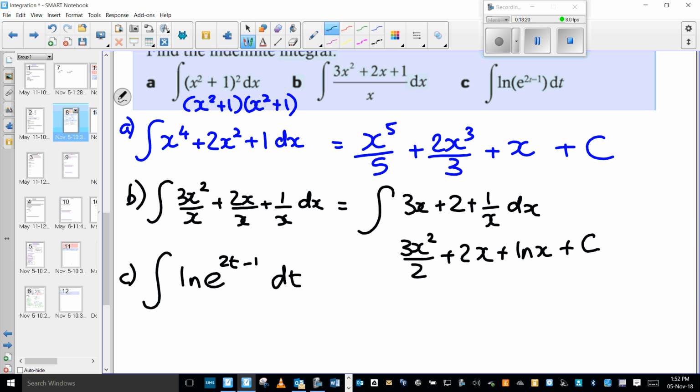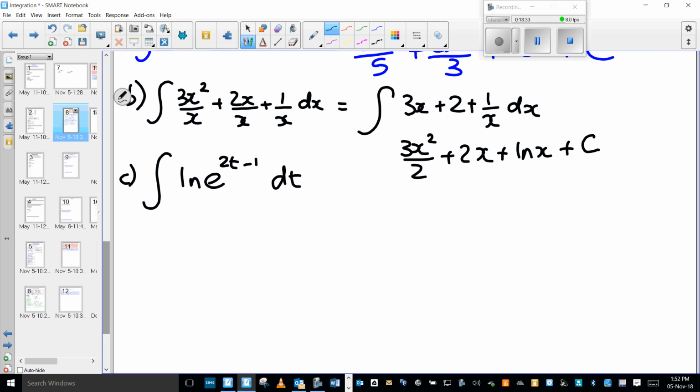Now, does anyone remember what's the rule when we've got a power and logs involved? We can rewrite this in a different way. You can bring the power to the front. So this could be written as 2t minus 1. I would put it in a bracket now because I'm multiplying it, ln e.